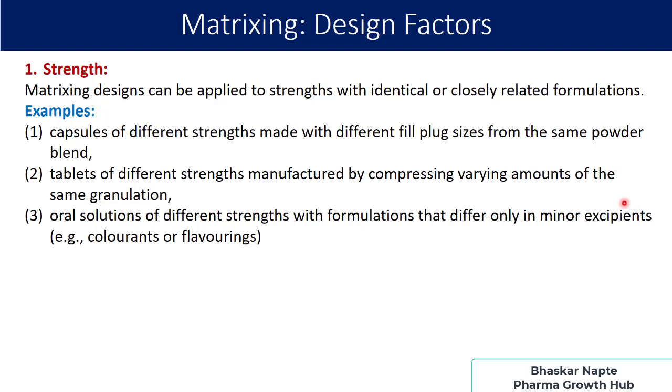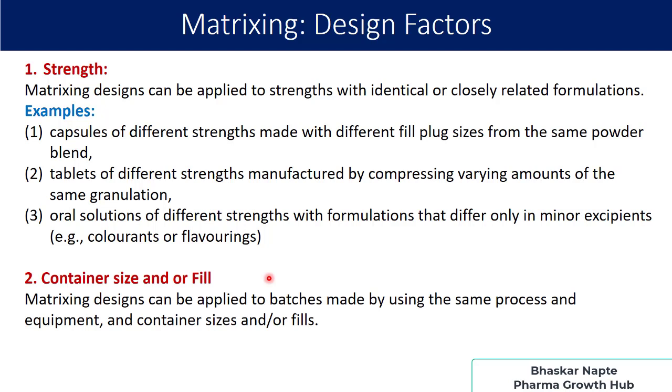In case of oral solutions of different strengths, with formulations that differ only in minor excipients like colorants or the flavoring agents. So these are the exceptions provided for the oral solutions. Otherwise, the oral solution also looks like the same dosage forms. I mean the same composition across the different strength. It can be just different container, it can be just different fill size, or it can be a composition which is having similar kind of API to excipient ratio.